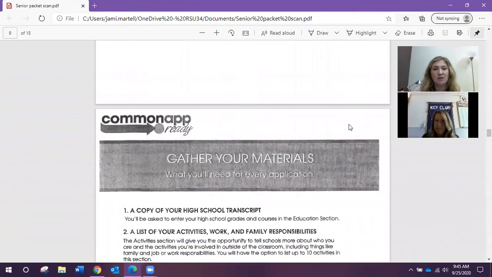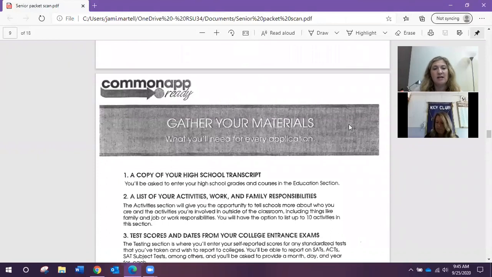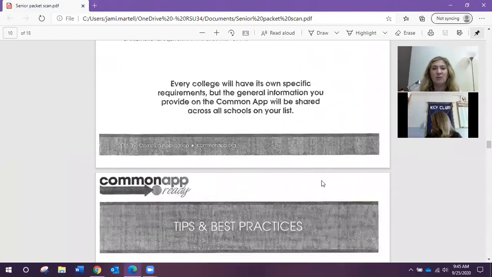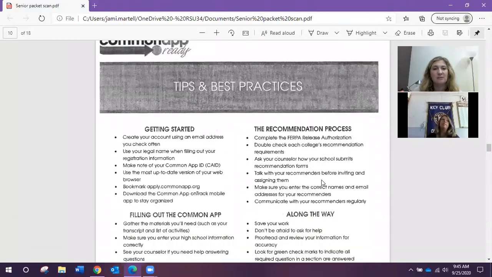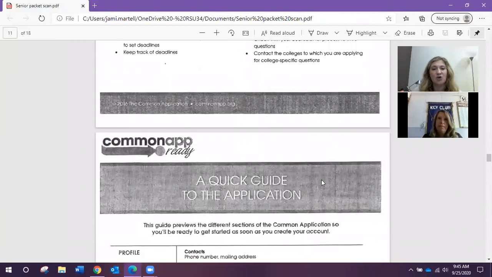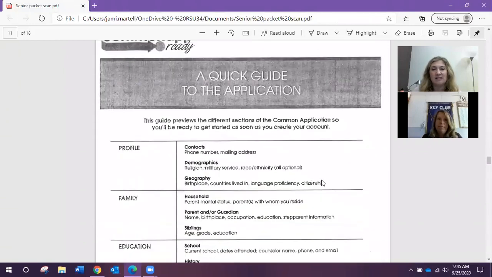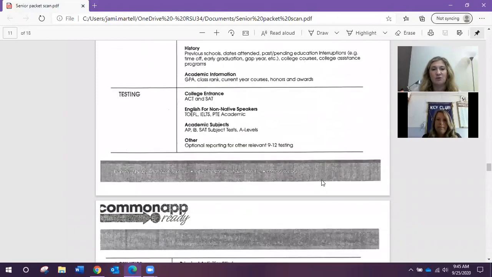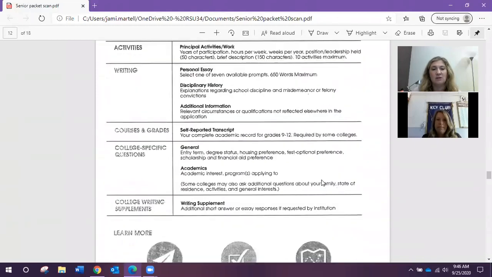And then the next couple of pages are Common App resources that came from them, just giving you some ideas of what information and materials you might want handy when you go to apply, some tips and best practices, a quick guide to the application, meaning the different sections that are within the application. So just some resources for you to review.